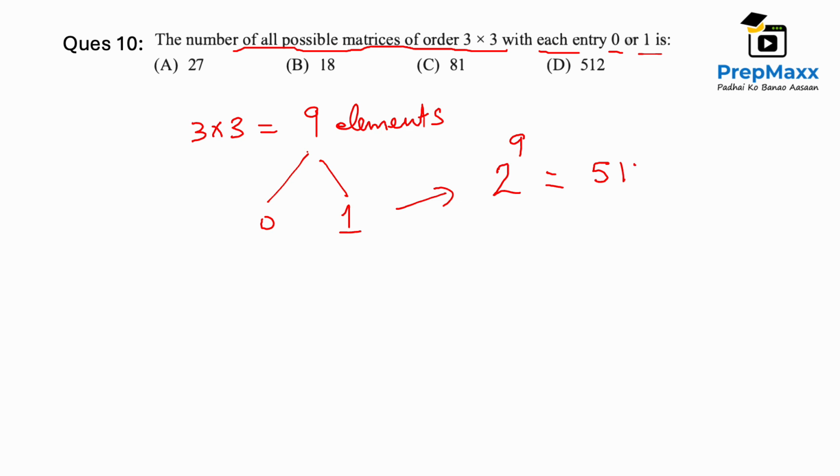So a total of 512 possible matrices could be there, right? So that is option D. That is the solution for question number 10.